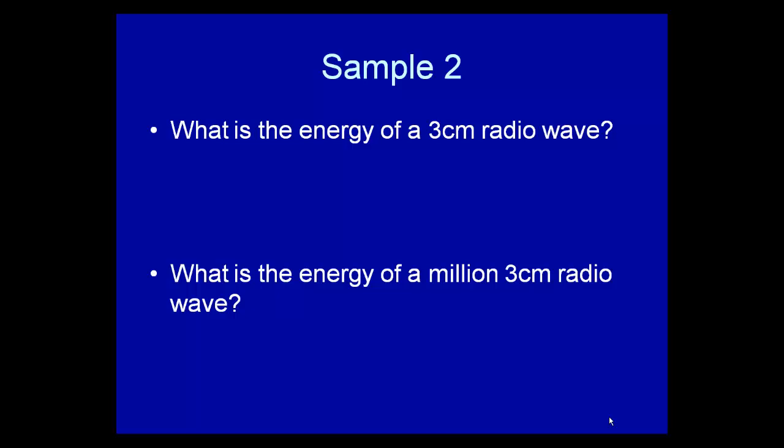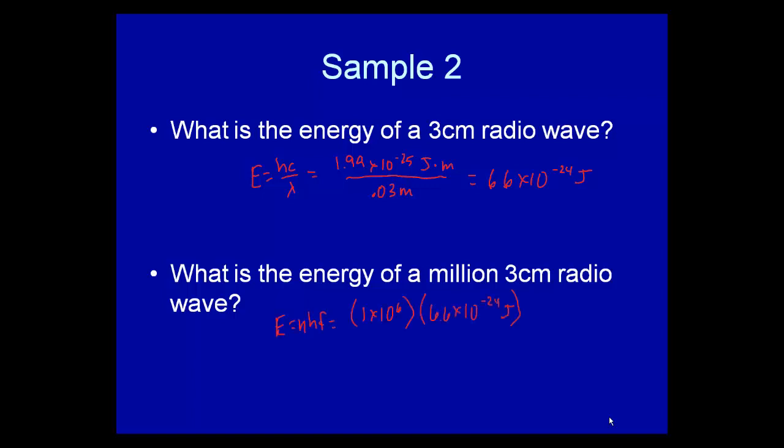What is the energy of a 3 centimeter radio wave? Well, E is equal to hc over lambda since they gave us the wavelength. Now in this case, I'm going to use the meters one, 1.99 times 10 to the negative 25th joules times meters, because I got a radio wavelength in meters. Of course, it's got to be 0.03 meters to make my units work out. I get 6.6 times 10 to the negative 24th joules. So now what is the energy of a million of those? Therefore it would be a million times that, so 1 times 10 to the 6 times that. So I get 6.6 times 10 to the negative 18th.